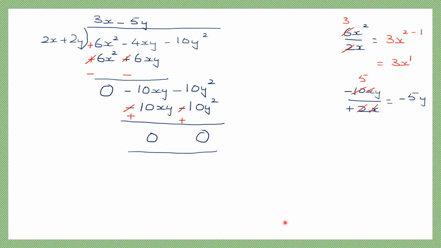And what is that? That is the breadth. So we have found the breadth to be 3x minus 5y. So this is our final answer. The breadth is equal to 3x minus 5y.